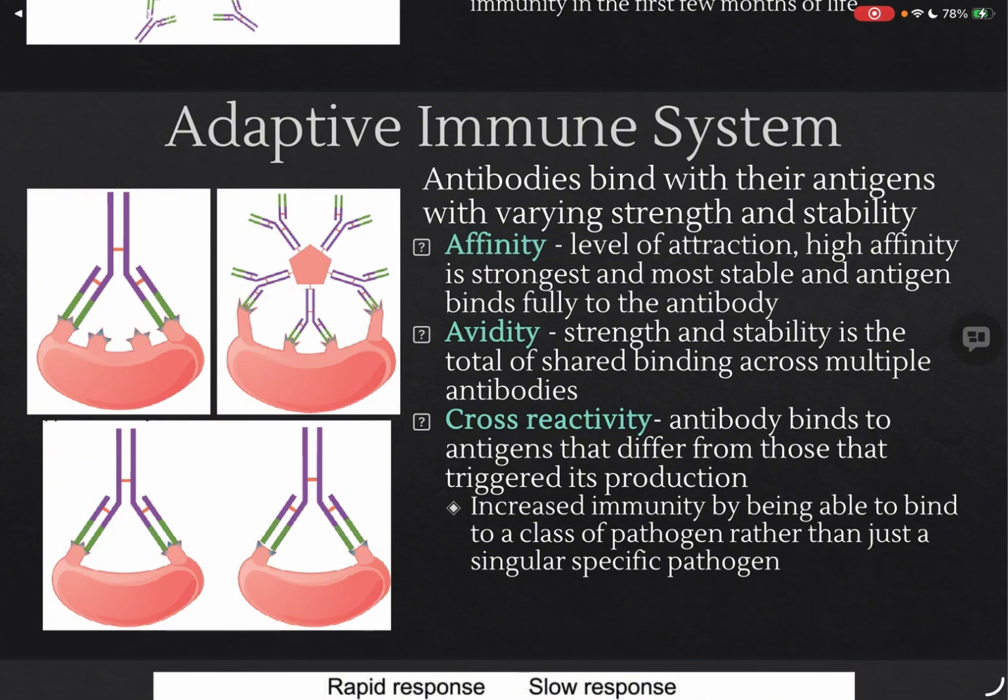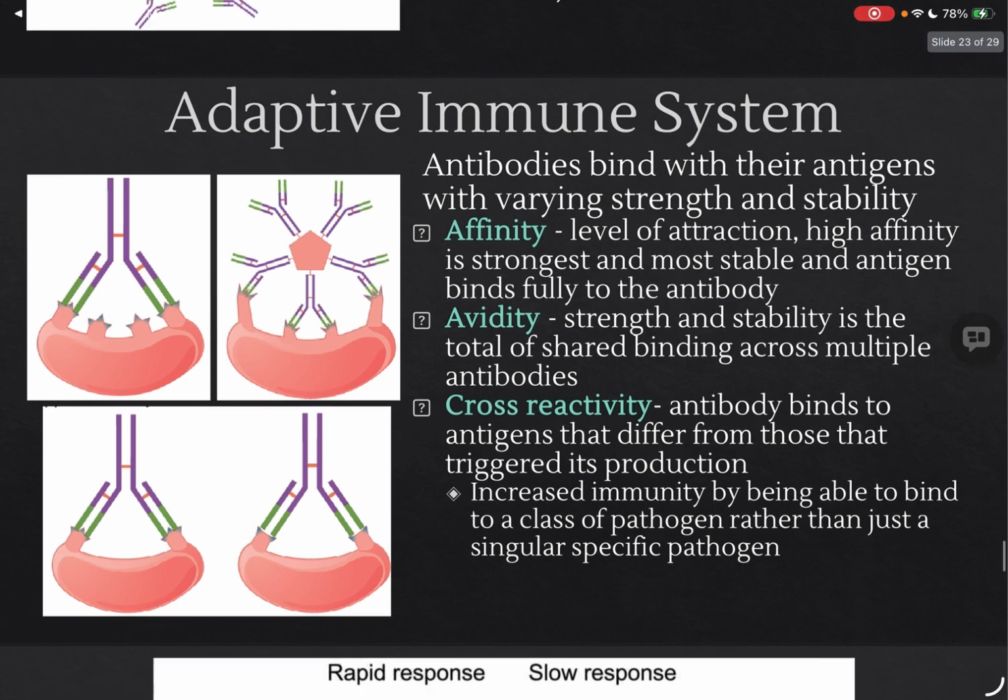And then cross-reactivity is where the antibody binds to an antigen that differs from those that trigger its production. So again, it would be a plus and a minus, not a plus and a plus or a minus and a minus. And then this helps increase immunity by being able to bind to a class of pathogen rather than just a singular specific pathogen.